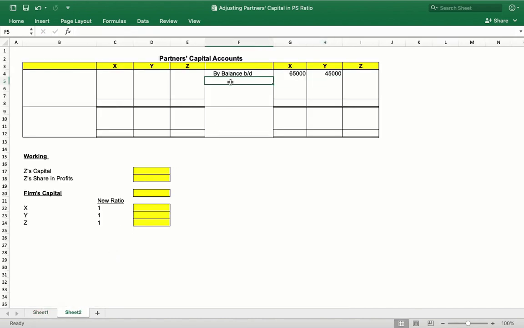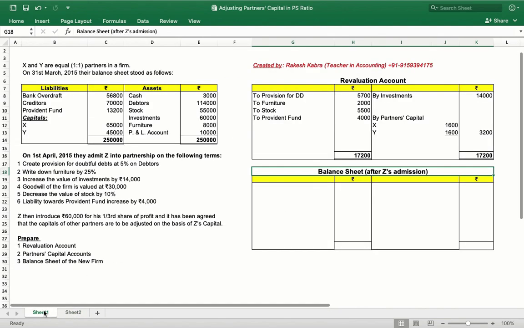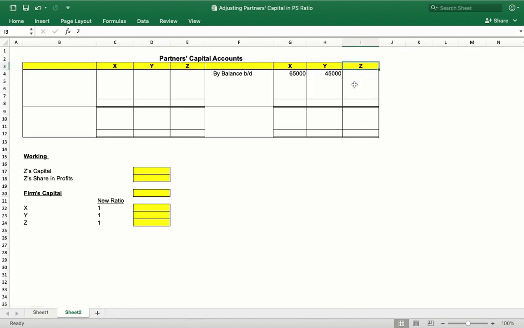Now we will record the capital which is brought in by the new partner, and here the new partner is Z. So let's see how much capital he brought in. So he introduced rupees 60,000. The entry for this 60,000 is cash account debit and Z's capital account credit. So in the partner's capital account on the credit side we will write by cash, and the amount is rupees 60,000.